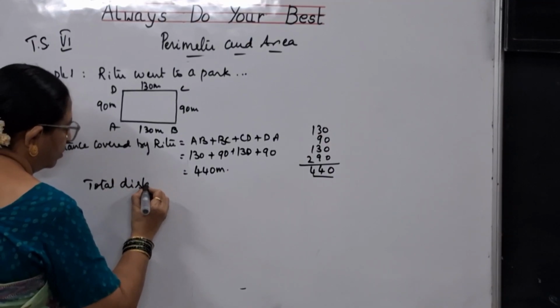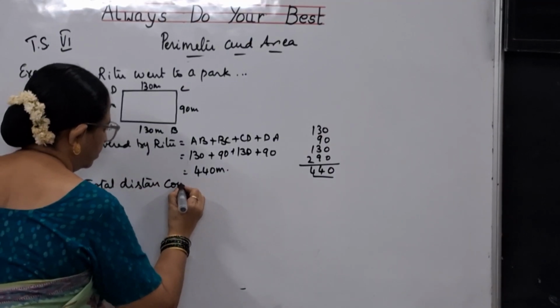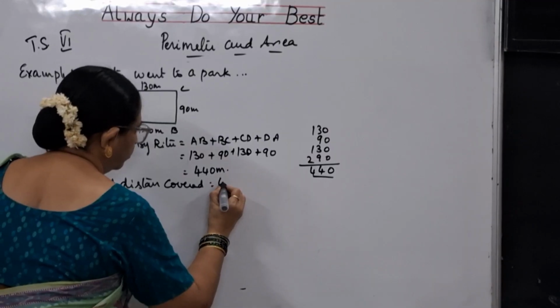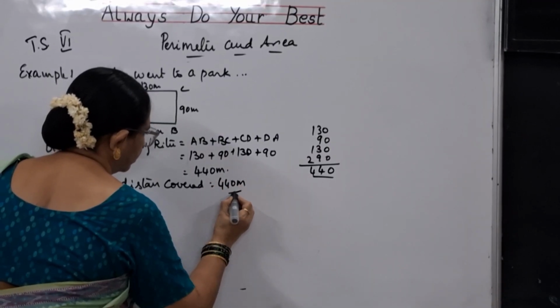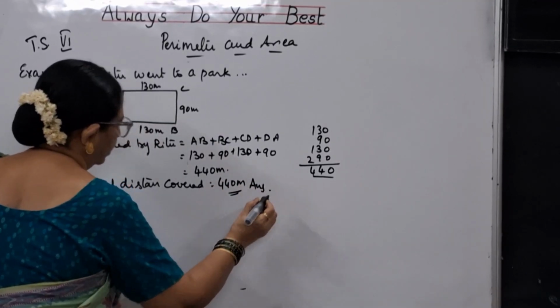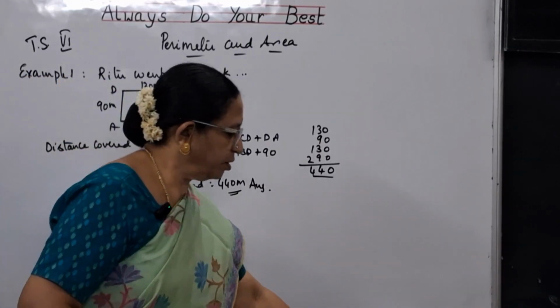So total distance covered is equal to 440 meters. This is the answer, children. Please copy it.